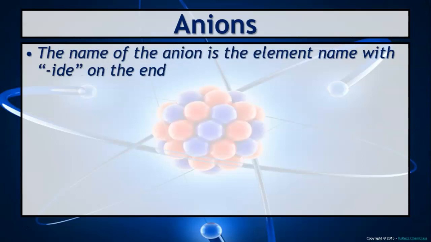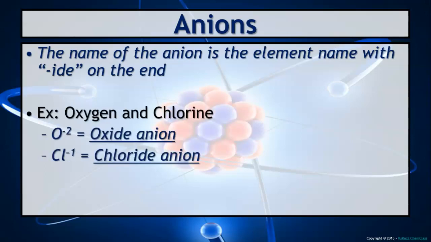And the interesting thing is with anions, when we say their name, instead of just saying the element name, we actually add an "ide" on the end of it. So for instance, an oxide ion, or anion, an oxide anion, it could be an O-2, oxygen with a -2 charge. Chlorine with a -1 charge would be known as a chloride anion.